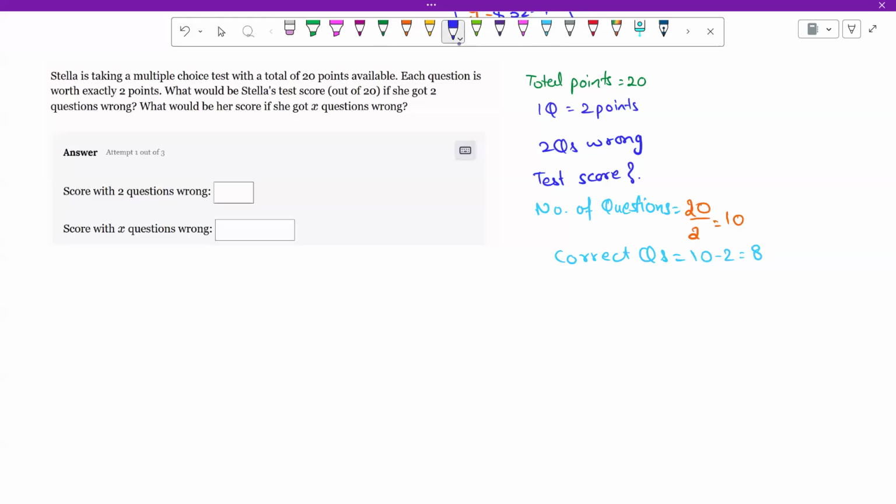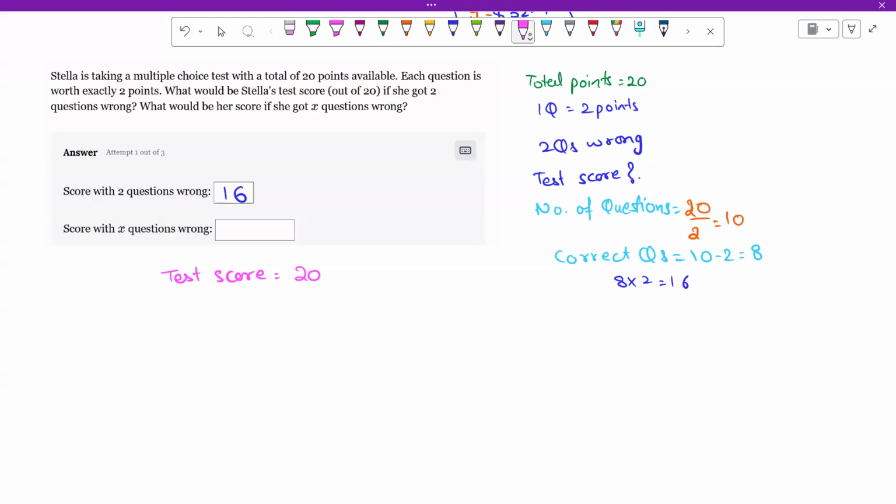Now, if 8 questions are correct, they are saying one question is 2 points. How much is the 8 questions? 16. Correct. So score with 2 questions wrong is 16 marks. Now, score with X questions wrong. So test score, we just found, is going to be out of 20. It cannot be more than 20, right?